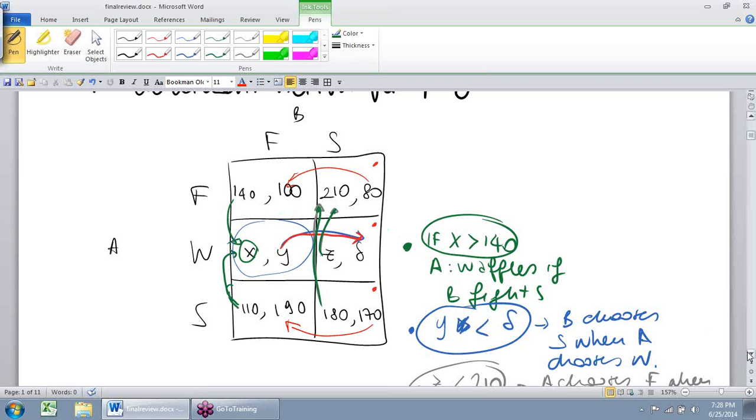Okay, so if you do not have any other question, we go to the sample final version 1 part 3 that is on international trade.